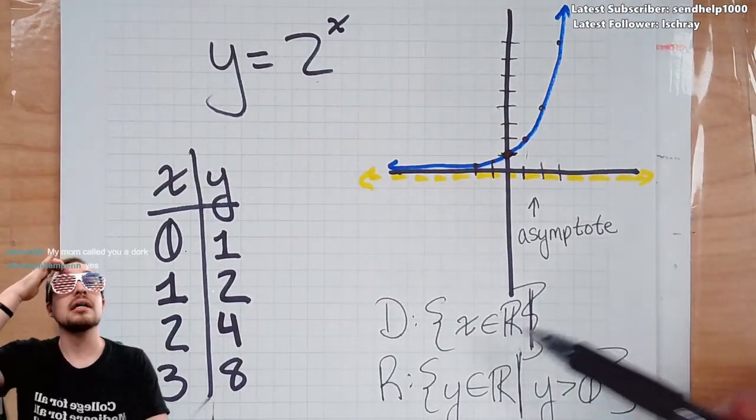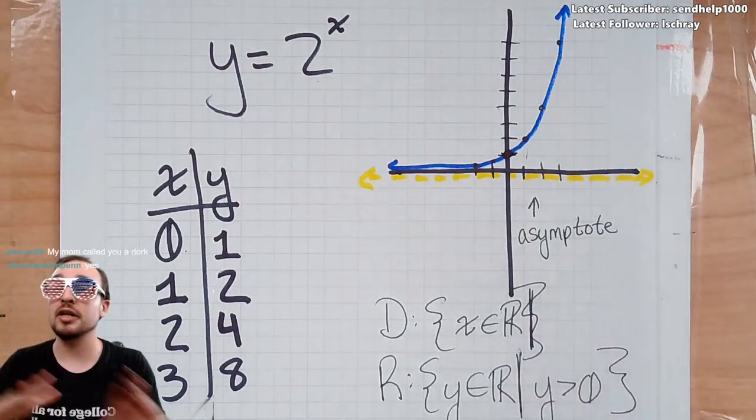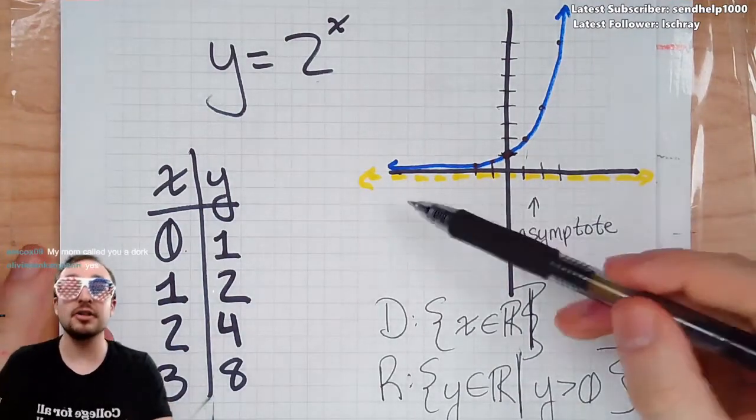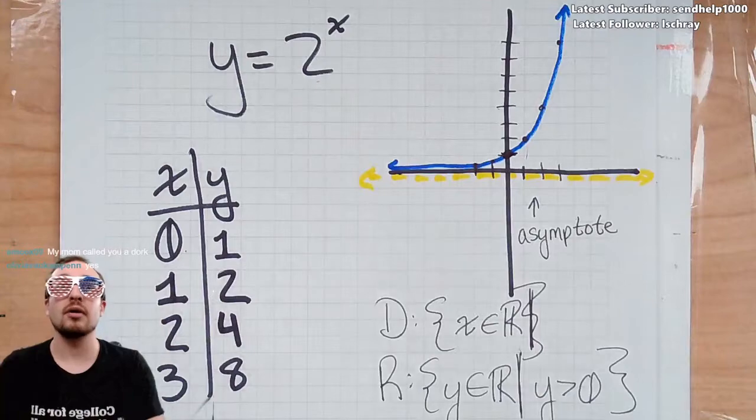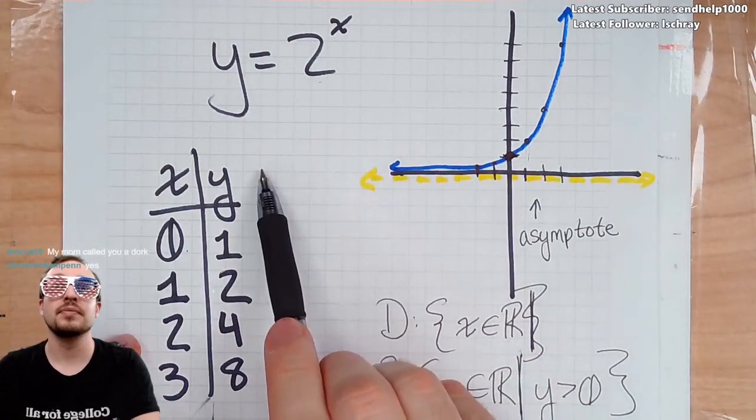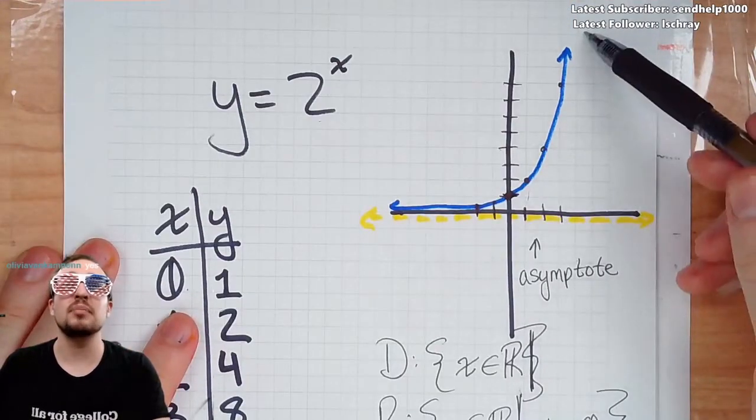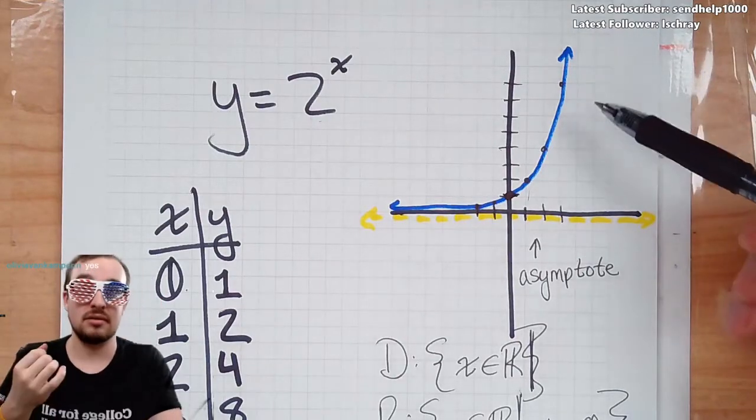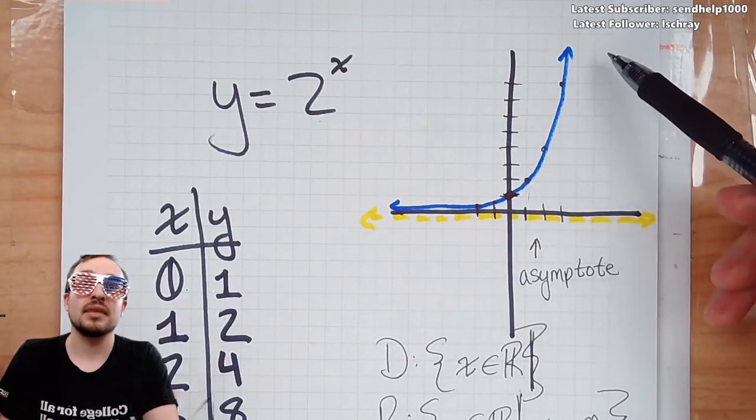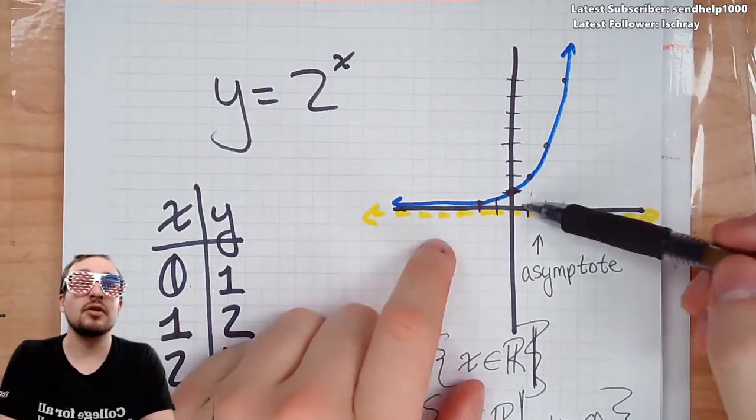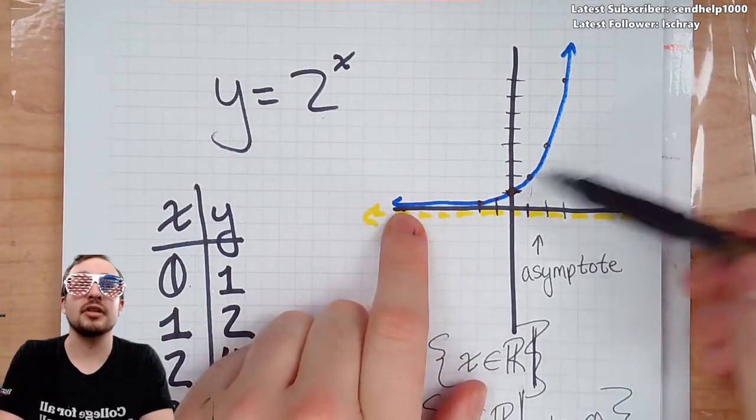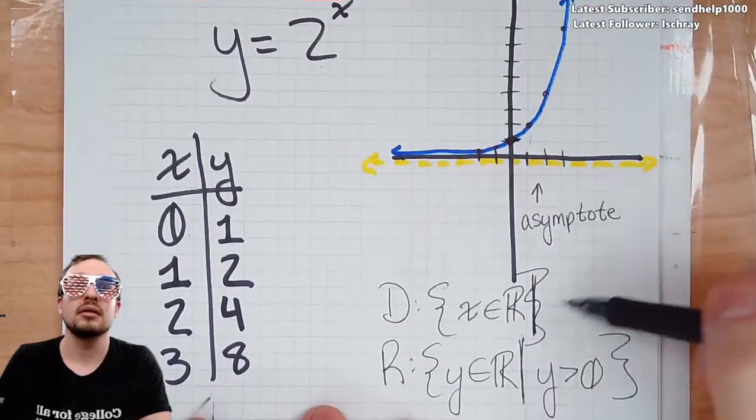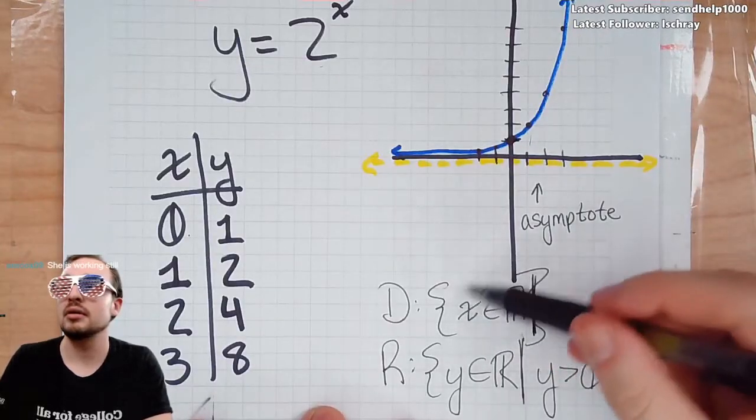All right, so the domain is how far we can go left and right. How far does the blue curve go to the left and the right? Well, to the left, it goes on forever. And to the right, it looks like it's going straight up, but it's not. It's actually leaning a little bit. So it goes forever to the right and goes forever to the left. It just goes faster to the left than it does to the right. So it can be any number.